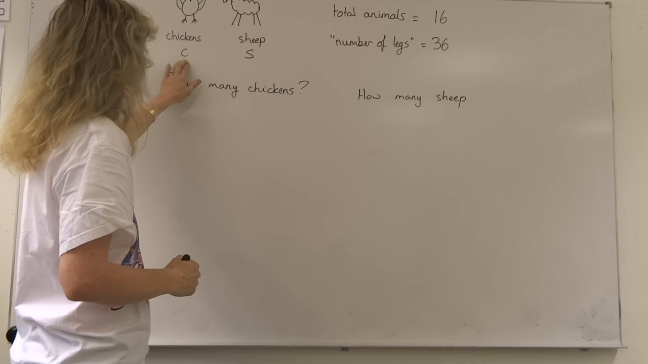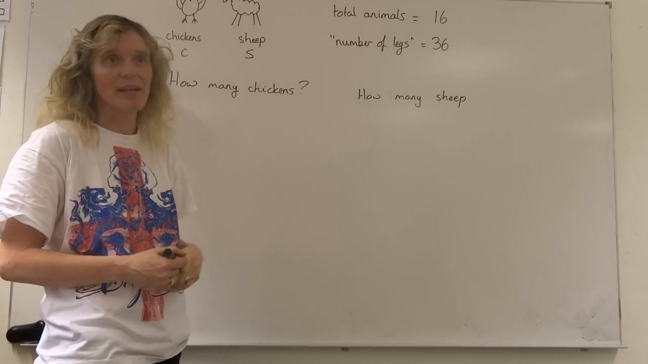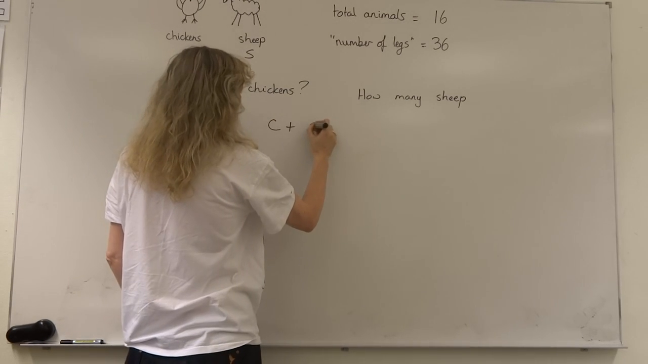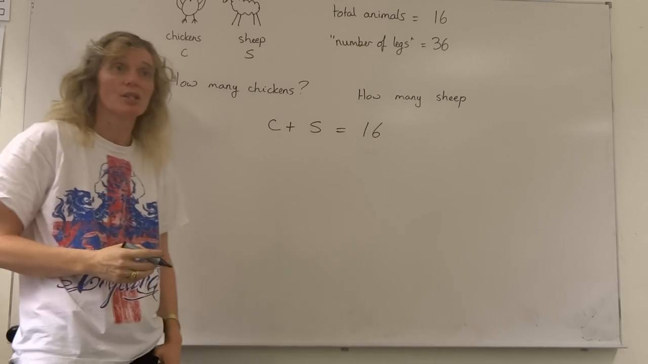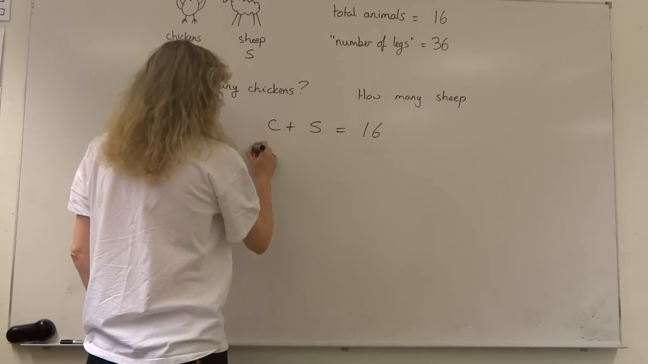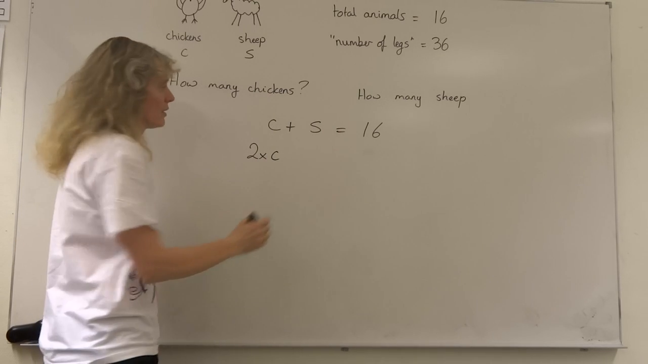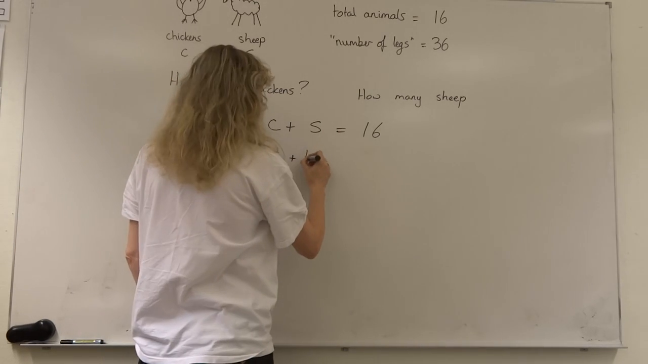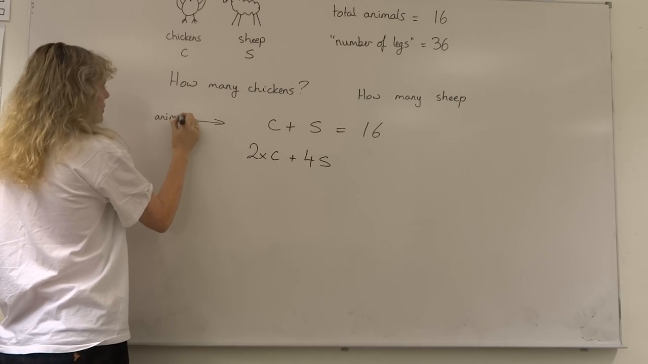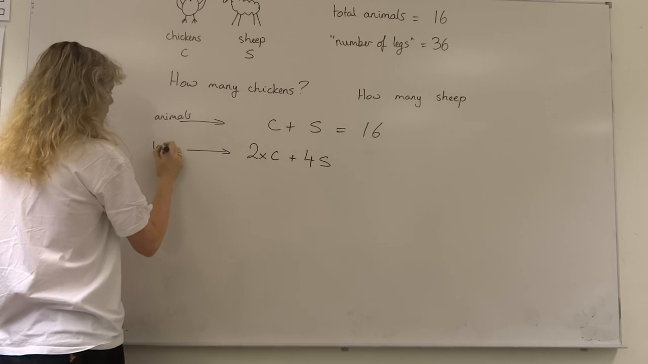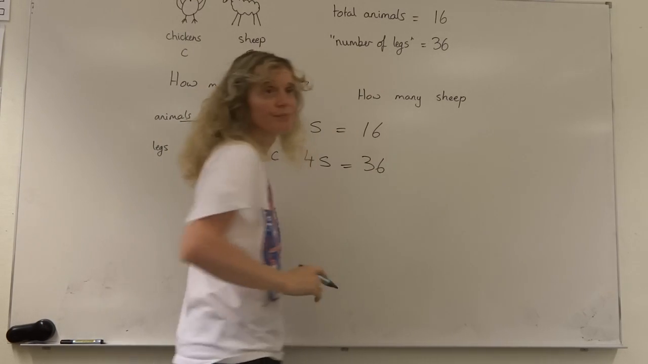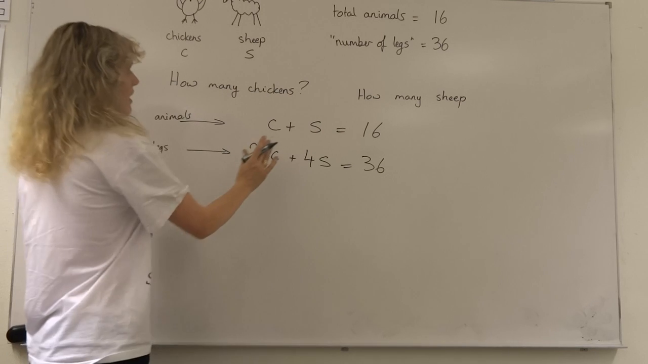What do we know? Well, let's call chicken C, and let's call sheep S, to make it simple. We know that if we add up the number of chickens and the number of sheep, we've got 16 animals in total. But we also know that a chicken has 2 legs, so we add up 2 times the number of chickens, and a sheep has 4 legs, plus 4 times the number of sheep. So in this equation we're talking animals, but in this equation we're talking number of legs. We have 36 legs. So now we have two equations, and we can take the times away there.